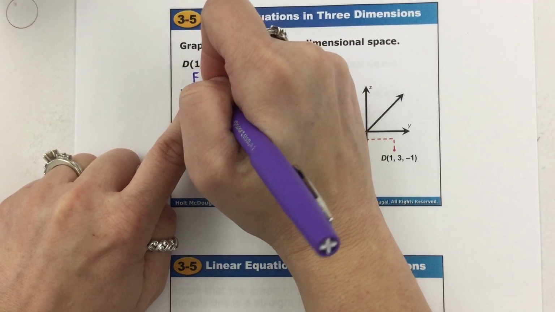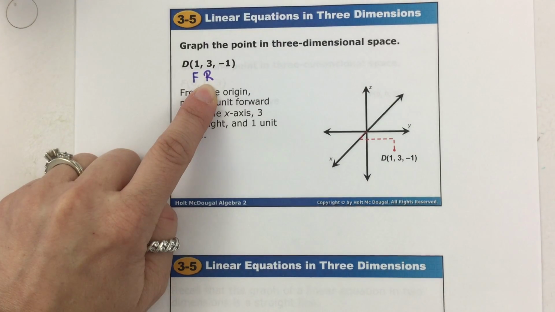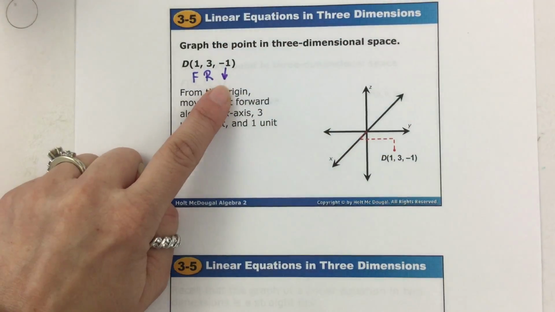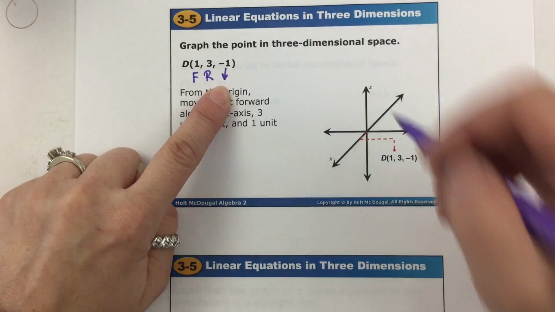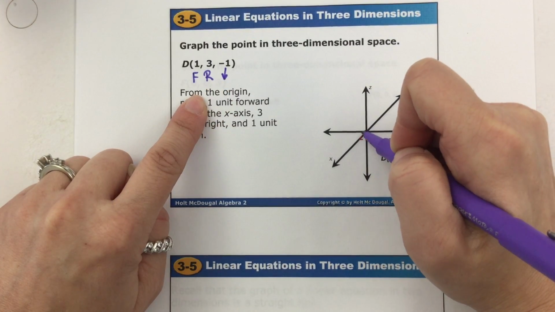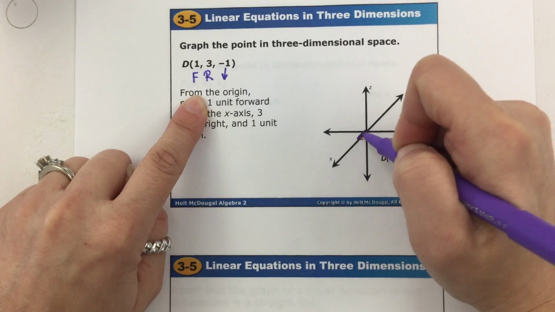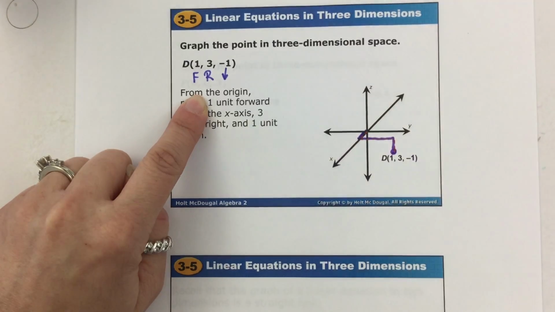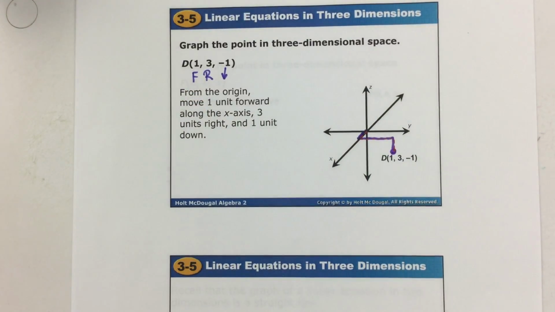The second value is left or right. We have a positive value, so we cut to the right. The last value is up or down. This is a negative value, so I go down. You always start at the origin, so I go forwards on the diagonal, cut to the right, travel down. That's where I'm approximating that point would be.